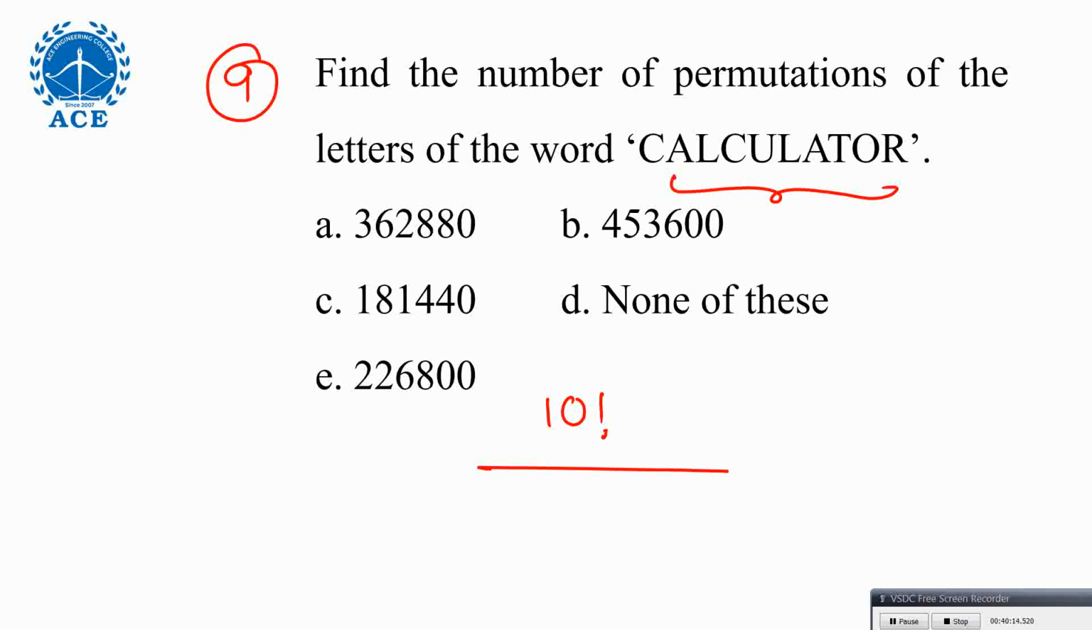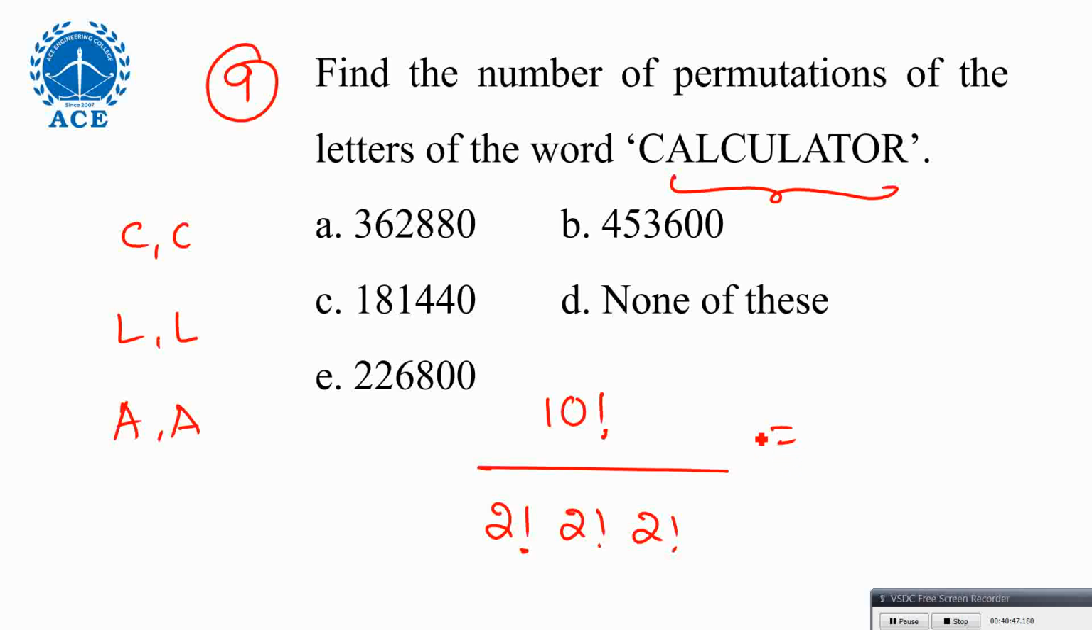10 letters means 10 factorial divided by, okay, C's are repeated, right? How many C's are there? 2 C's. Because of the repetition, 2 factorial. If 3 C's are there, 3 factorial will come. Next, what is repeating? L is there 2 times, so 2 factorial. A is also there 2 times, we got an extra 2 factorial. Is anything else repeated? U single time, T single time, R single time, O also single time, so no issues.